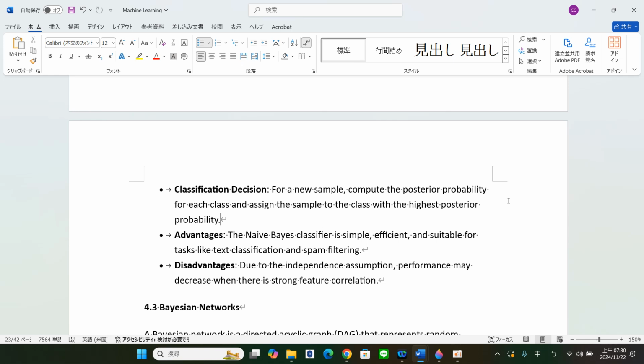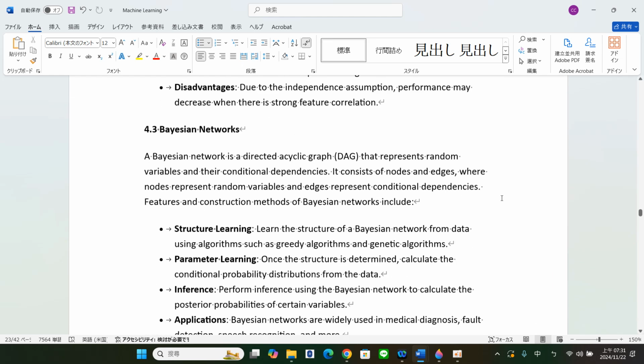Advantages. The Naive Bayes classifier is simple, efficient, and suitable for tasks like text classification and spam filtering. Disadvantage. Due to the independence assumption, performance may decrease when there is strong feature correlation.